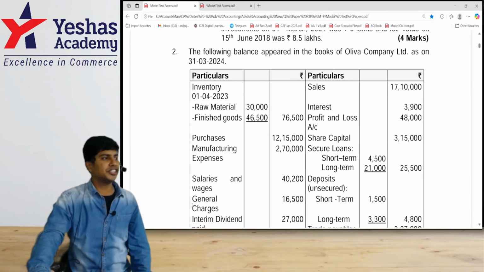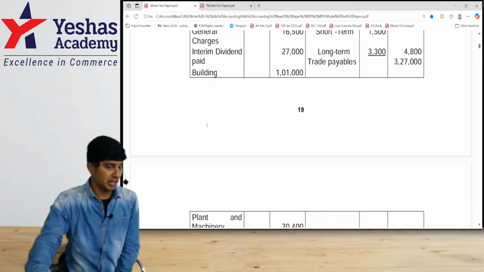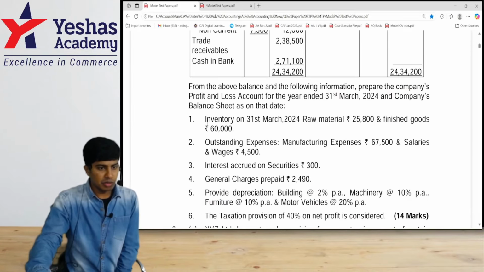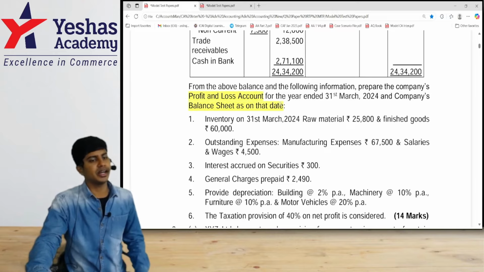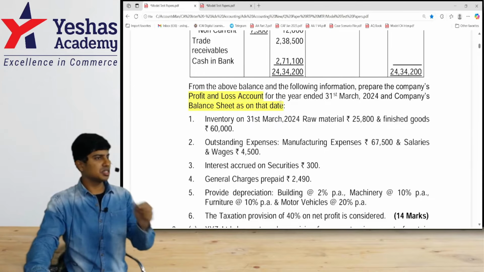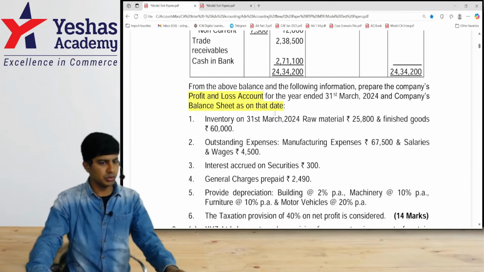First, do check whether they've asked you to do a draft only balance sheet or P&L and balance sheet or only P&L. Come to the end of the question. From the above balance of following information, prepare company's profit and loss statement as well as balance sheet as on that date. So let's mark items which have adjustment first. Shall we do that? Inventory, they've given 25,800 and 60,000. This is as on 31st of March 24.